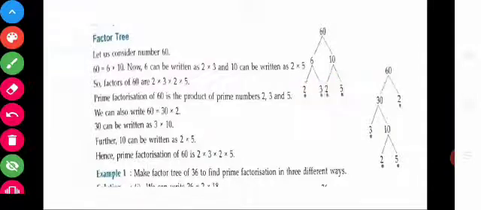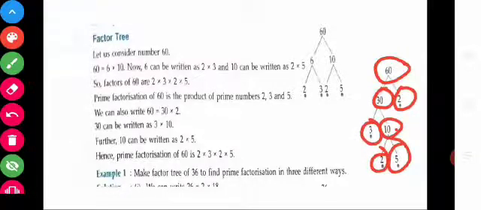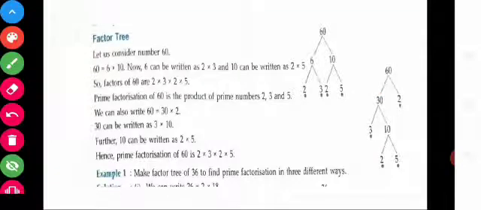We can also write 60 as 30 into 2. This 30 can be written as 3 into 10. This 10 can be written as 2 into 5. Hence the prime factorization of 60 is 2 into 3 into 2 into 5.